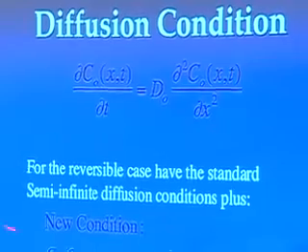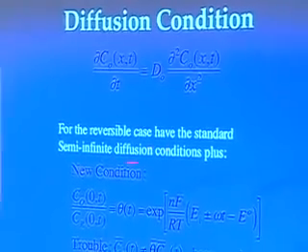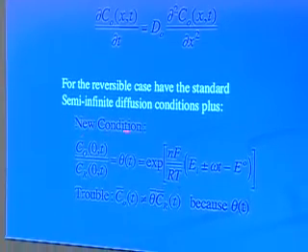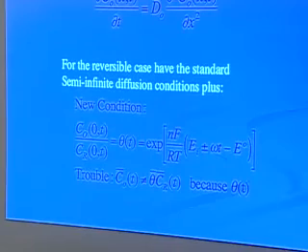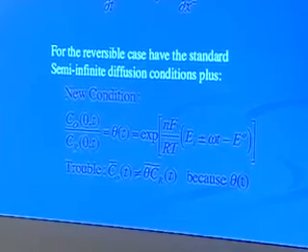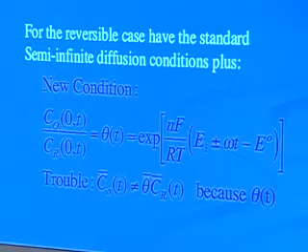And for the reversible case, if we're going to start there like we always do, we'll assume semi-infinite linear diffusion, and we'll have just one new condition, which isn't so much of a new condition. For the reversible case, we will say that at the electrode surface, the Nernst equation holds. That is, the charge transfer rates are fast compared to diffusion. And so at the electrode, we're always in equilibrium in terms of charge transfer equilibrium.